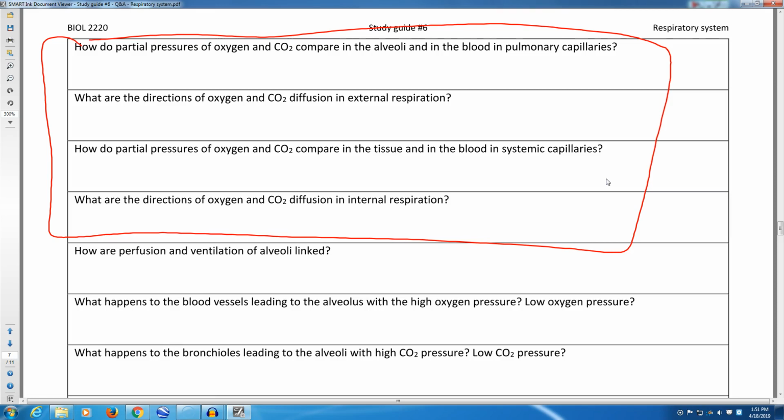Perfect. CO2 pressure in the external respiration is higher in the blood than in alveoli. Does that make sense? If you need, draw the scheme. Totally fine with me. Okay? Does that make sense? Now this is practice, practice, practice.